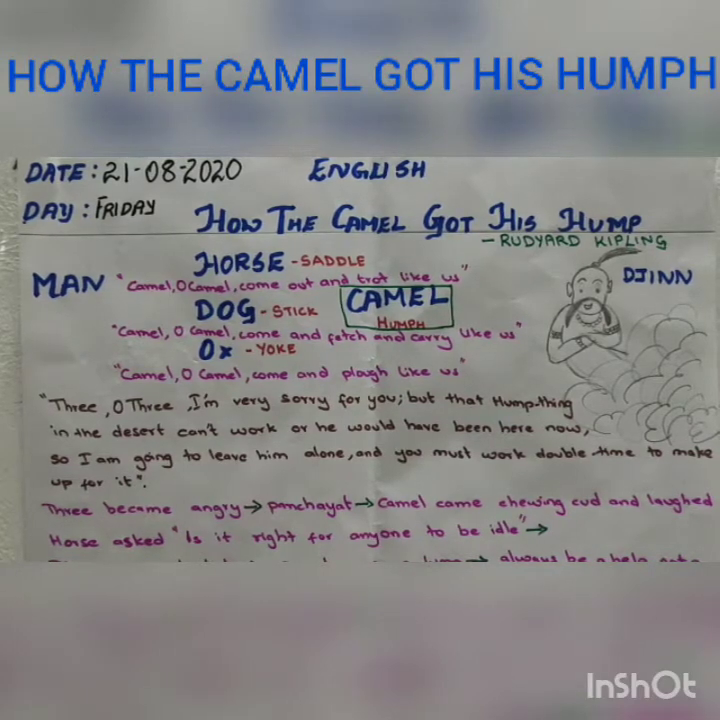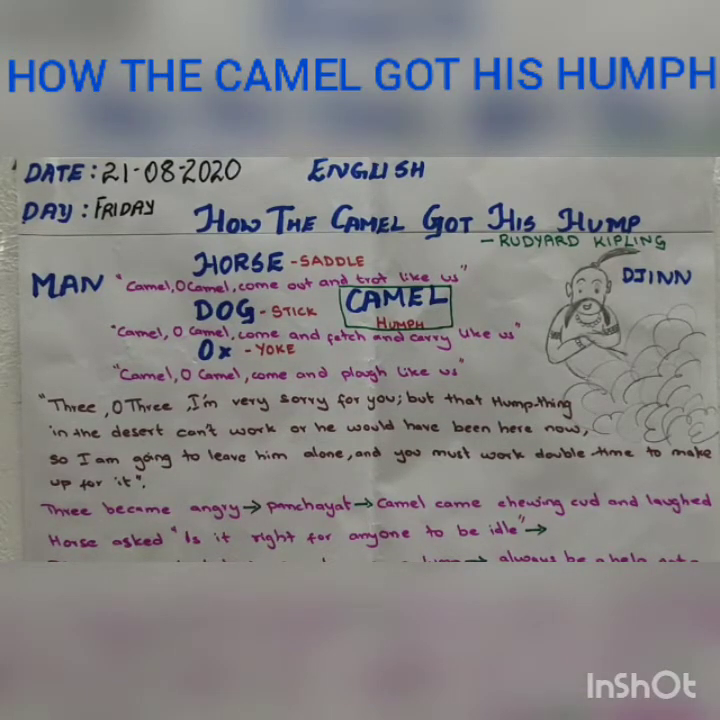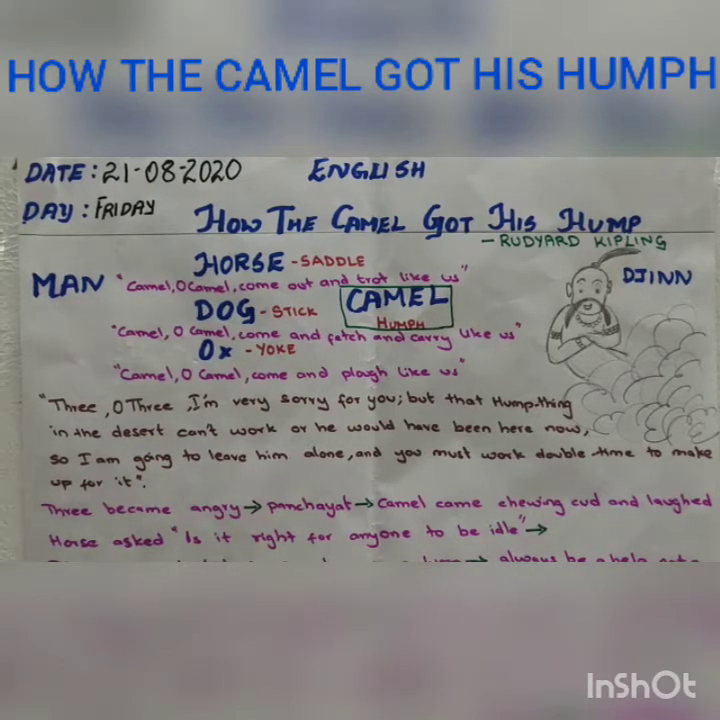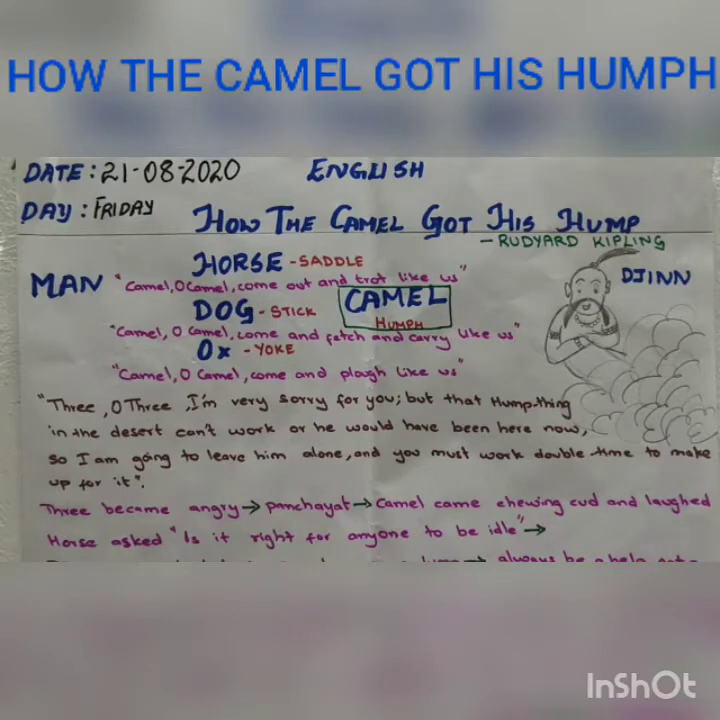Now he tells the horse, dog and ox that they should work double time, because now the camel is not there to help. So they have to make it up and compensate for the work that the camel had to do. Now do you think they'll be happy?